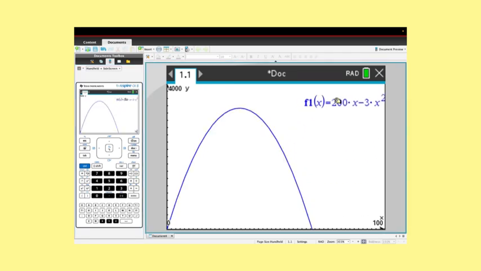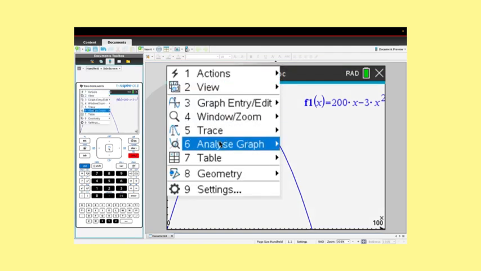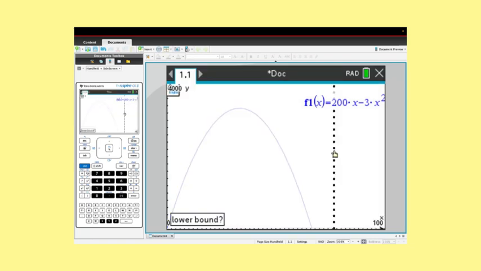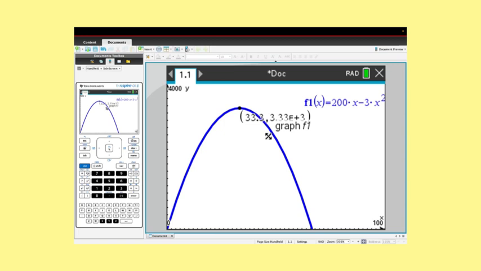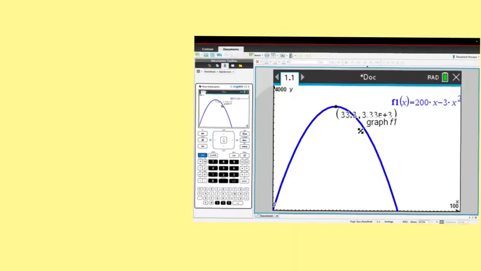I can clearly see that there is a maximum around here. So I'm going to find that maximum. So menu, analyze graph, maximum, to the left, to the right, and I can clearly now see that there is a maximum when x is equal to 33.3, and that gives me a value of 3,333. Make sure you answer the final question, and it wants the area.